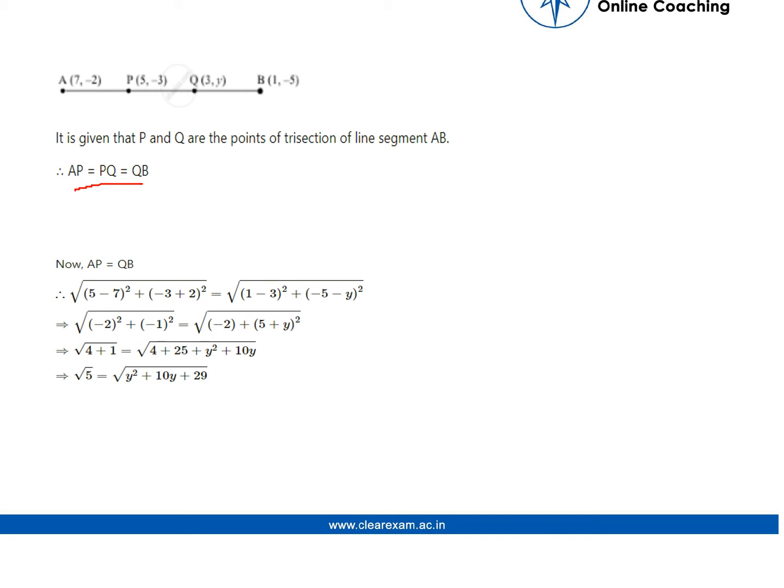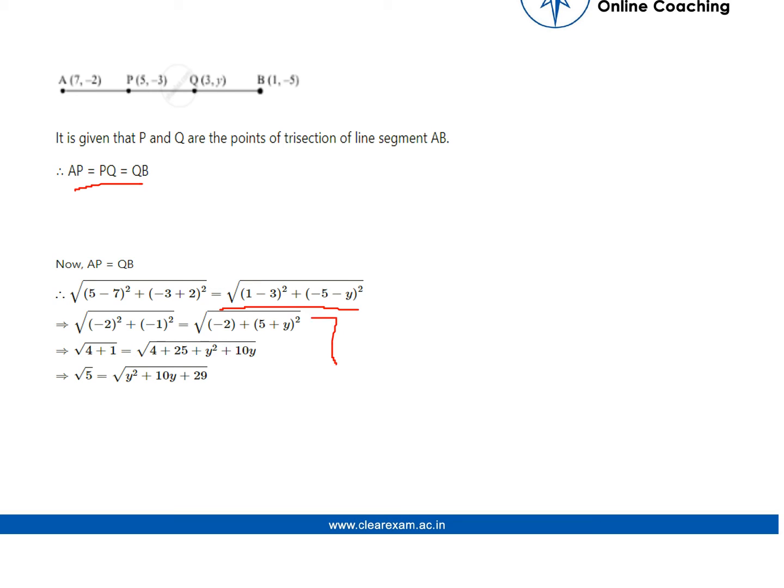Now it is pretty easy because you know that AP will be equal to PQ is equal to QB, so we can just equate them, this is what we have done. AP is equal to QB. So just put the distance formula here: (5 minus 7) whole square plus (minus 3 plus 2) whole square is equal to (1 minus 3) whole square plus (minus 5 minus 5) whole square.